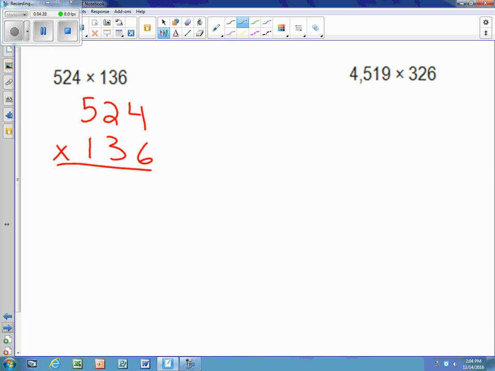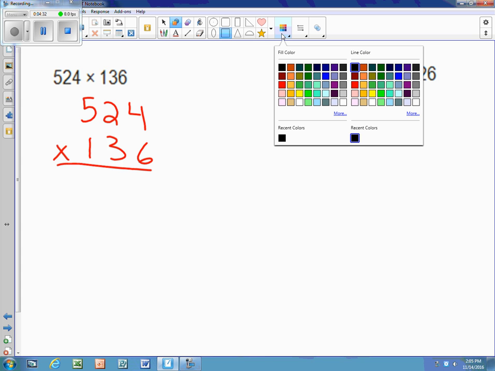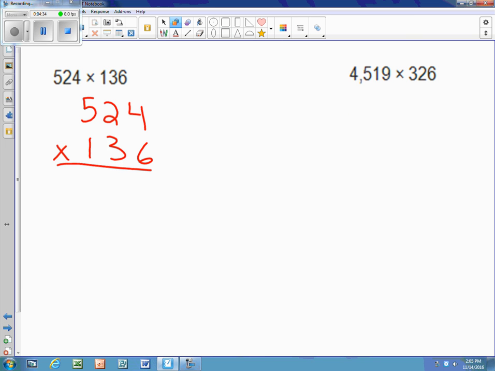This time we will need 2 post-its. So we have 2 post-its now. So we're going to cover up the hundreds place, and we're going to cover up the tens place. And we're going to start by multiplying just our ones again. 6 times 4 is 24.